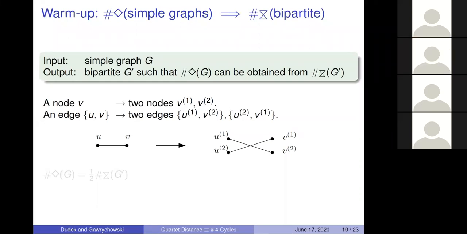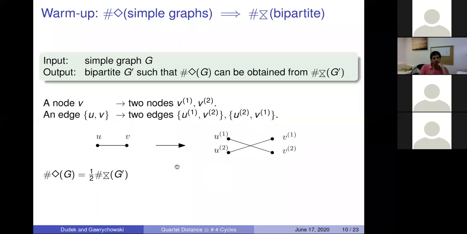And the reduction is very simple. You take every node and you duplicate it. So every node U appears on the left and on the right side of your new bipartite graph. And if you had an edge UV, it becomes 2 edges. Now you can see that this increases the number of cycles by a factor of 2 because you have 2 copies, so you have to divide by 2. So it's a simple reduction.